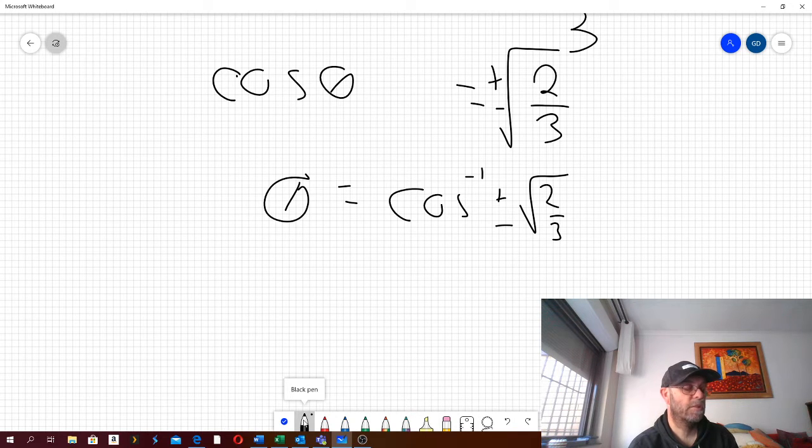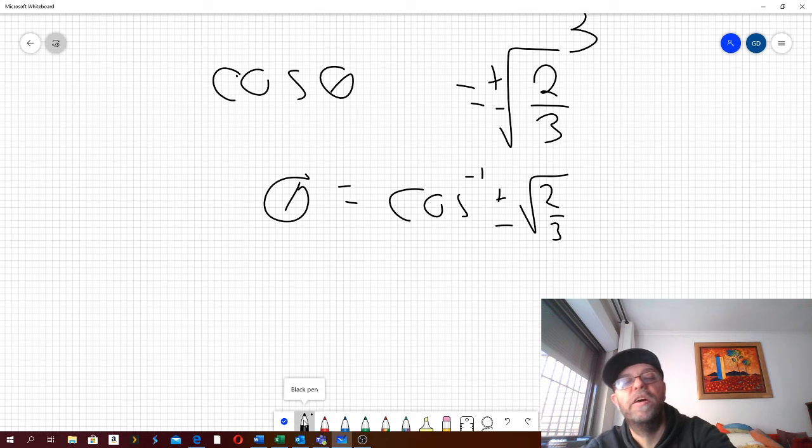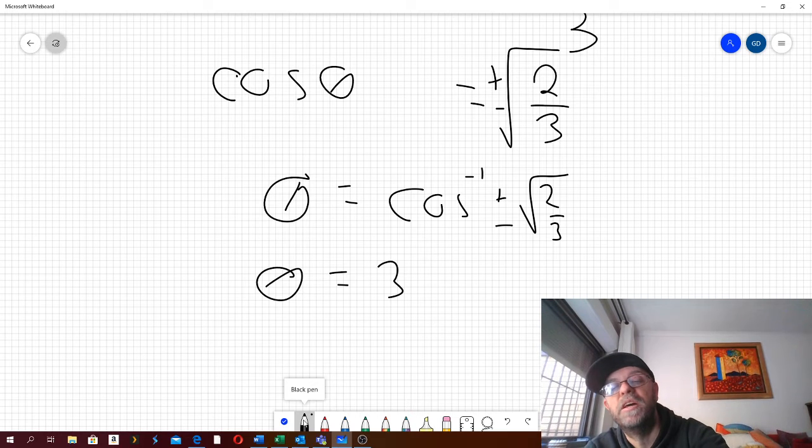Root 2 over 3 is 0.816. So if I inverse cos that value, I get an answer of 35.3 degrees. So my theta in quadrant 1 is 35.3.